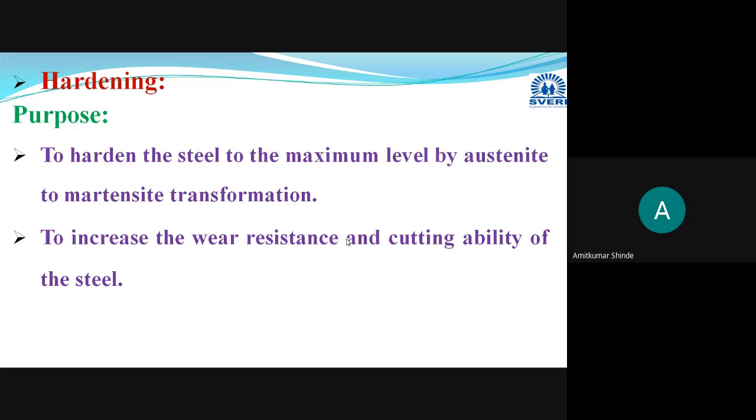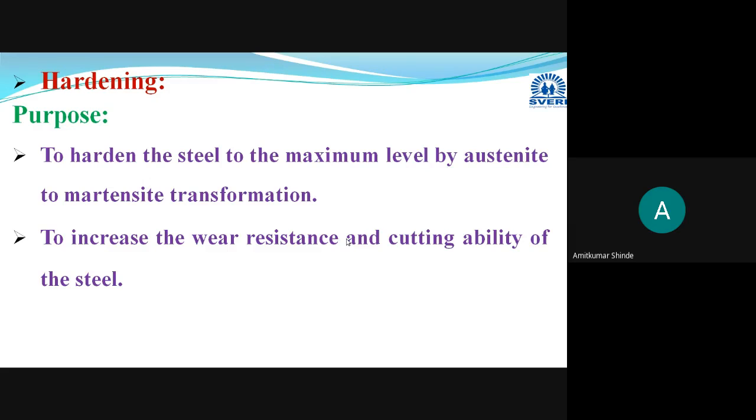In today's lecture we are going to discuss two heat treatment processes. The first is hardening, and the second is the tempering heat treatment process. We will see them point-wise. First we will see the purpose of hardening, and after that how it is conducted. Then if any types are there, we will discuss the types of hardening, and parallelly the applications of the hardening process.